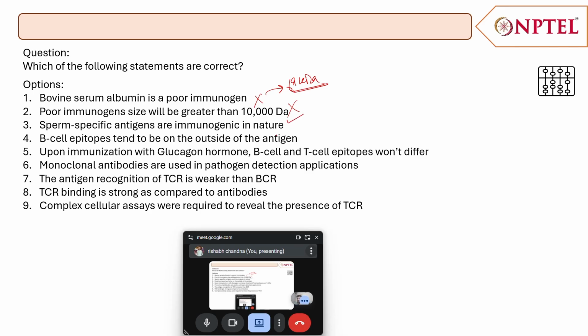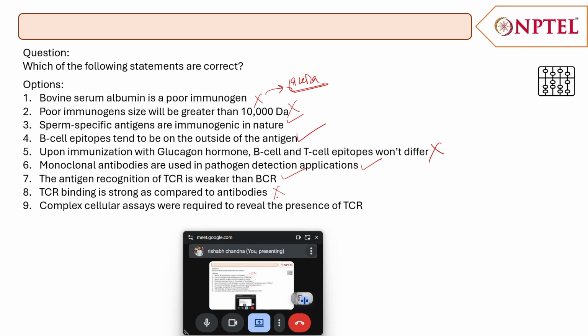Yeah, this is correct. Then B cell epitopes tend to be on the outside of the antigen. Yes, this is correct. Upon immunization with glucagon hormone, B cell and T cell epitopes won't differ. No, this is false. Then monoclonal antibodies are used in pathogen detection applications. Yes, this is correct. The antigen recognition of TCR is weaker than BCR. Yes, this is also correct. TCR binding is strong as compared to antibodies.